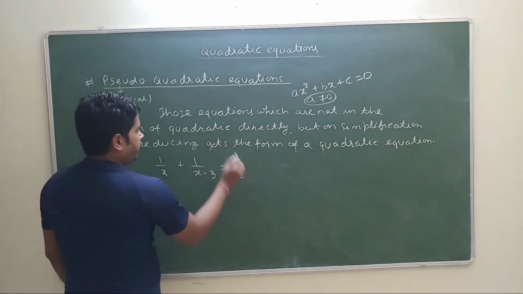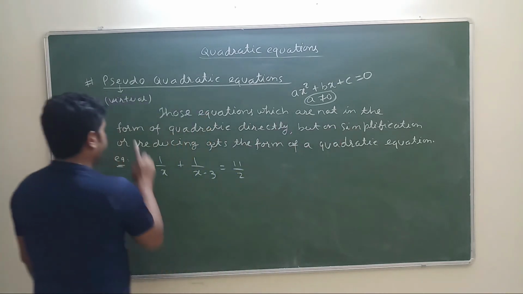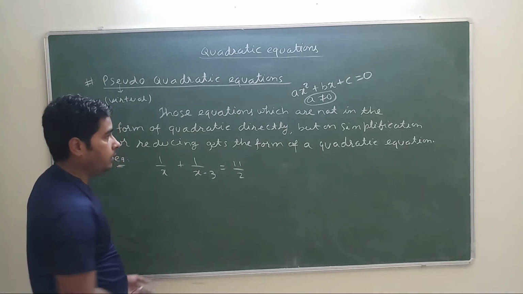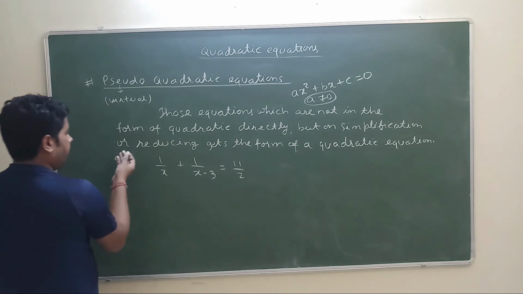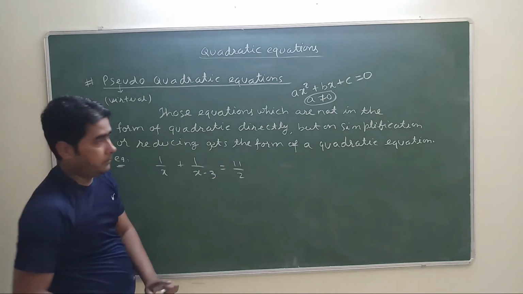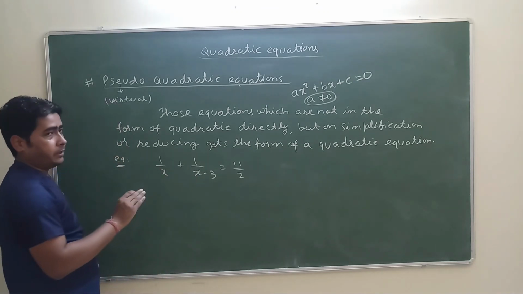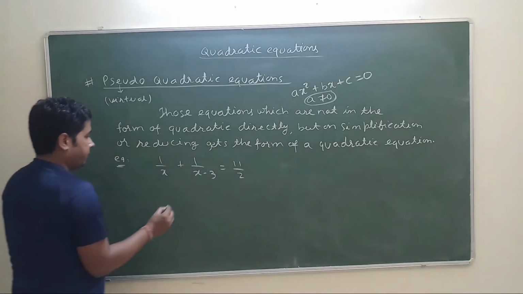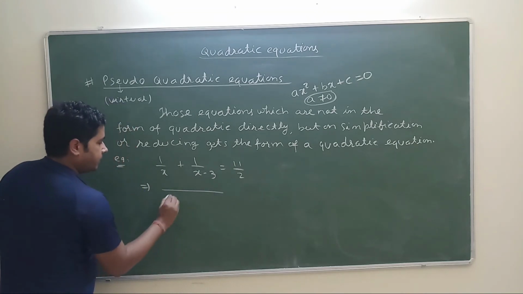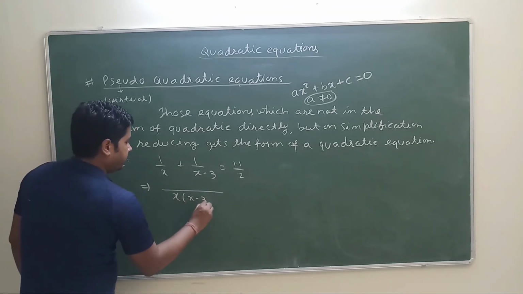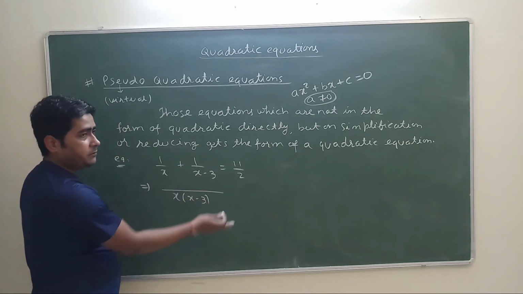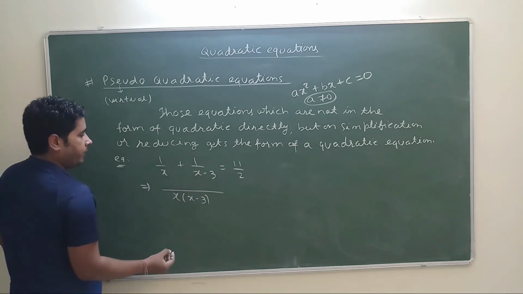So what is written: the equations which are not in the form of quadratic directly, but on simplification or reducing get the form of a quadratic, are called pseudo quadratic. This equation is a pseudo quadratic. If you simplify this, what will happen? Just take the LCM. I hope you are familiar with the LCM and solving these fractions. So the LCM is x into x minus 3.